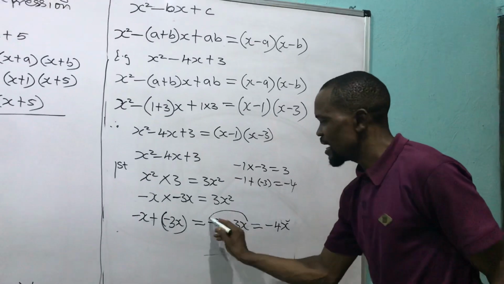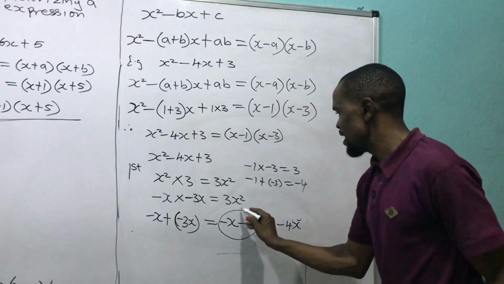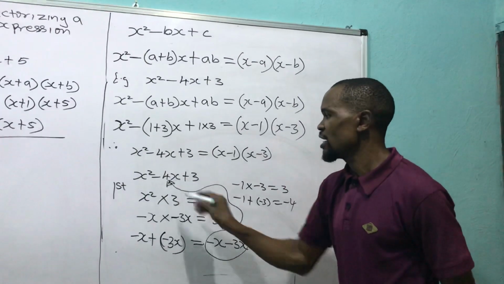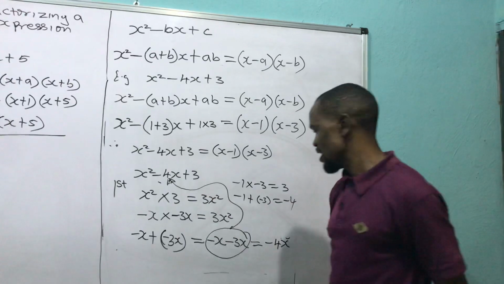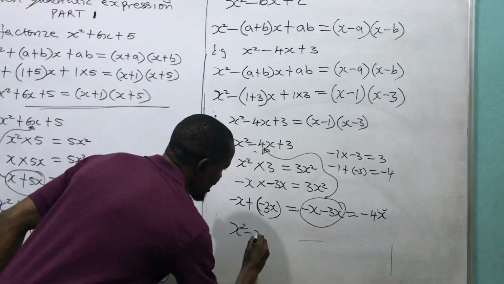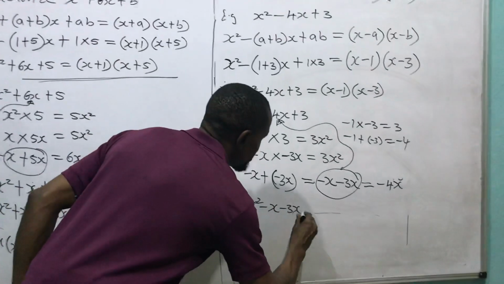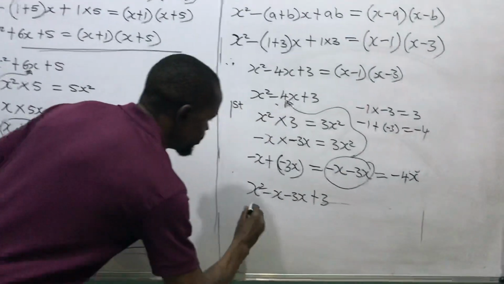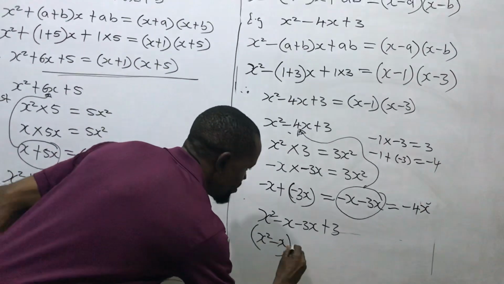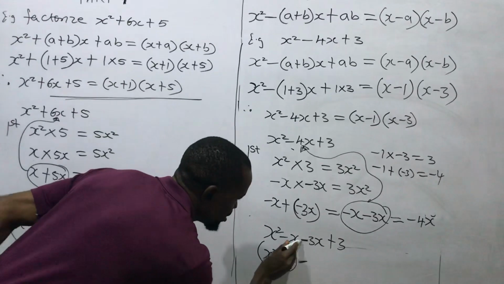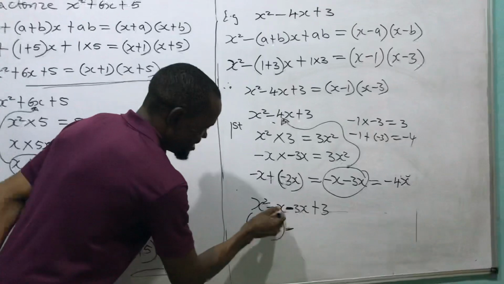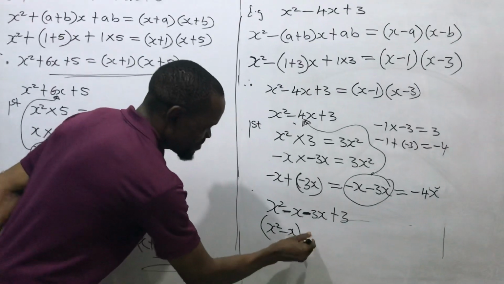That implies I can use this to replace this in my equation. I can use this to replace this here, and I will have x squared minus x minus 3x plus 3. And I will now share it into 2. Sharing it into 2, I have this, and the minus is here. Look at this minus here. Minus is here, minus is here. So what will I do? I will write my minus here.